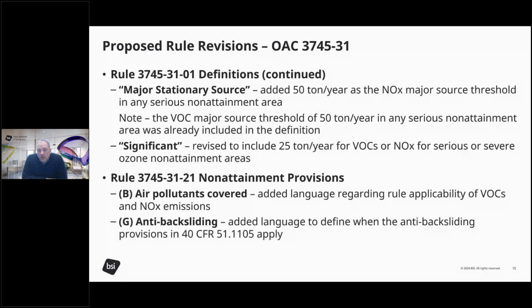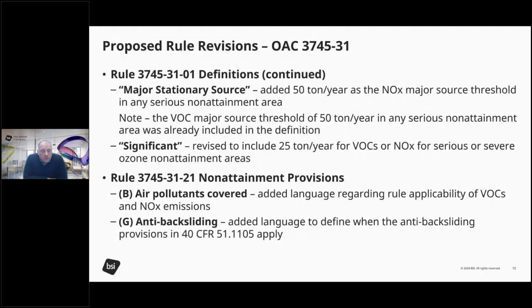They're also revising the definition of significant to be consistent with the definition of major modification by adding 25 tons per year of VOC or NOx for serious or severe ozone non-attainment areas in the significant emission rate table of the definition.